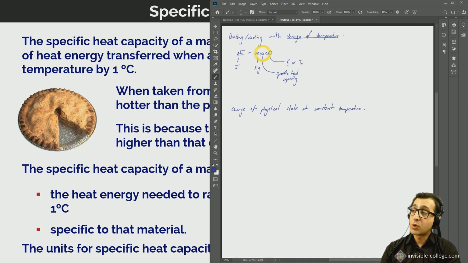So if we want to make C the subject of this equation, we need to divide both sides by m times delta T, because the term C is being multiplied by m times delta T here. So to undo that, you need to do the opposite. You need to divide both sides by m times delta T. So when you do that, you get C equals delta E divided by m delta theta. Sorry, I'm using the term delta T here, which delta theta is the change in temperature.